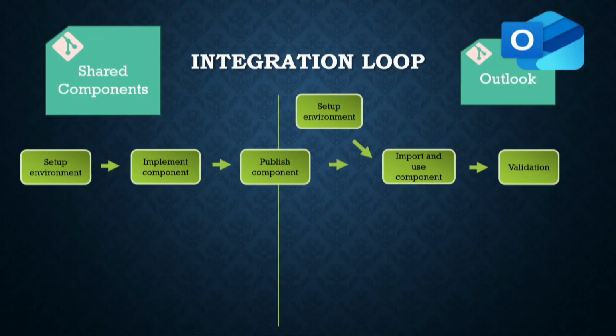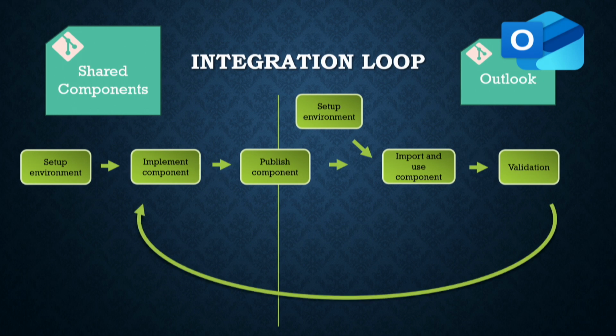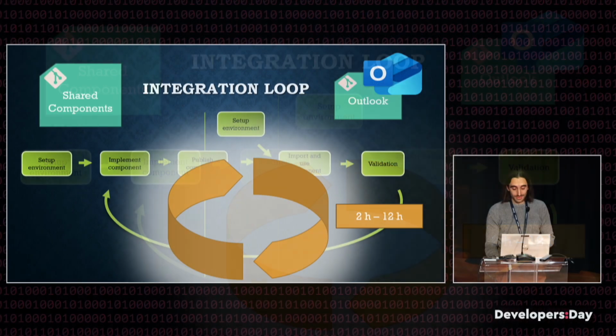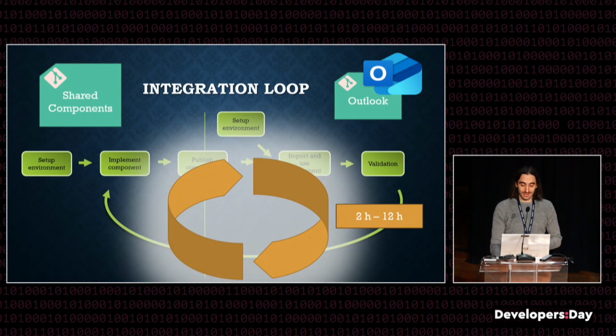And then you can validate that it does what you want. And if it doesn't do what you want, then you go back to step 2 and iterate from that. So that's a big loop, as you see here. And it can take anywhere from 2 to 12 hours to do that. And so that's not good for productivity.